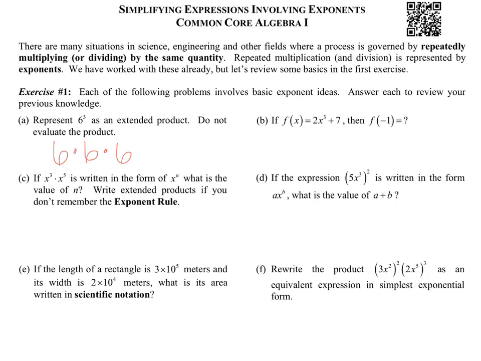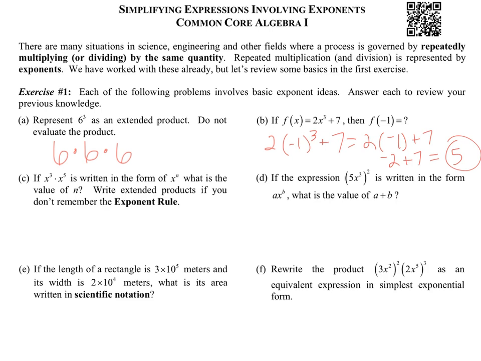If f of x equals 2 times x to the third power plus 7, then f of negative 1 equals. That equal sign means you really have to actually evaluate the product or give an answer. So 2 times negative 1 to the third power plus 7. First we have to evaluate what is negative 1 to the third power. Well, that's negative 1 times negative 1 times negative 1, which stays negative 1. 2 times negative 1 is negative 2. Negative 2 plus 7 equals 5.